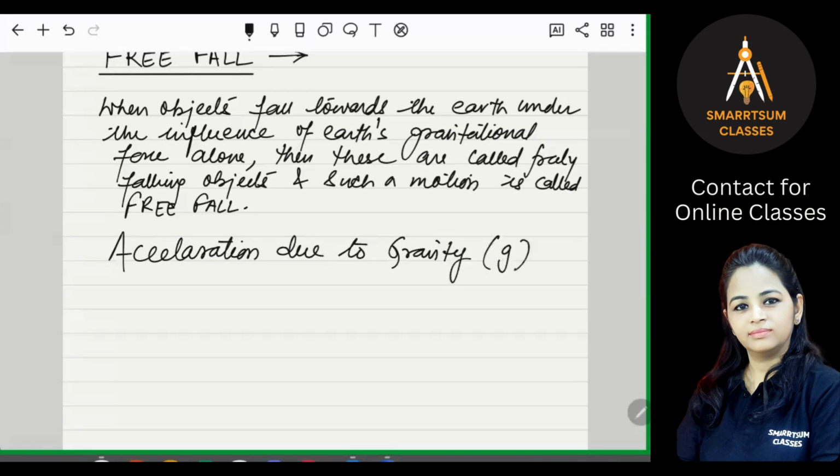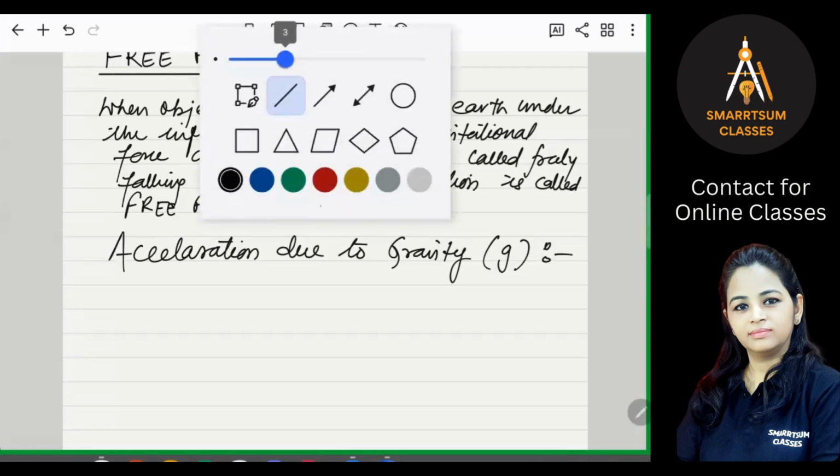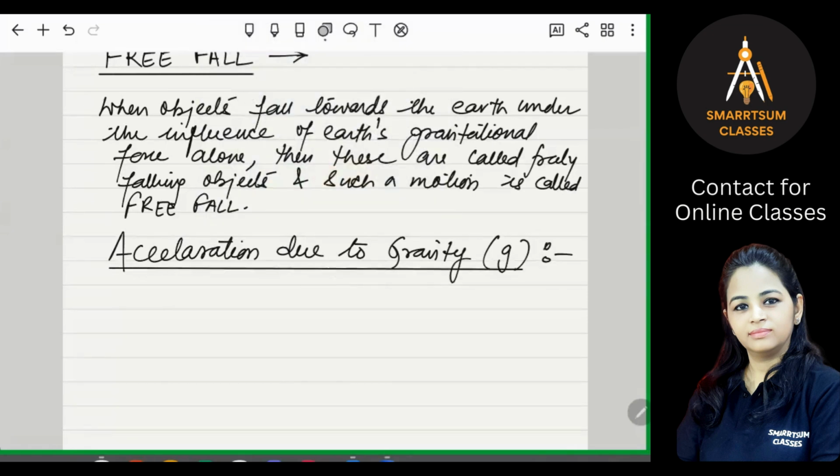The symbol which is used for this is small g, acceleration due to gravity. Whenever an object falls towards the earth and acceleration is involved, you can see that its speed is increasing as it is going nearer to the surface of the earth.